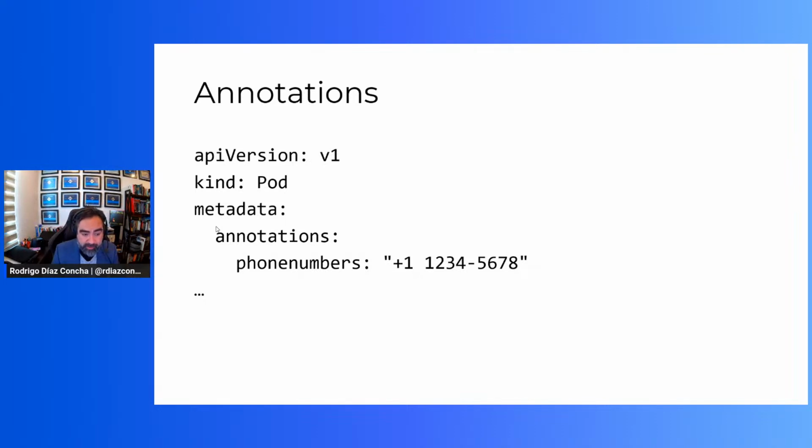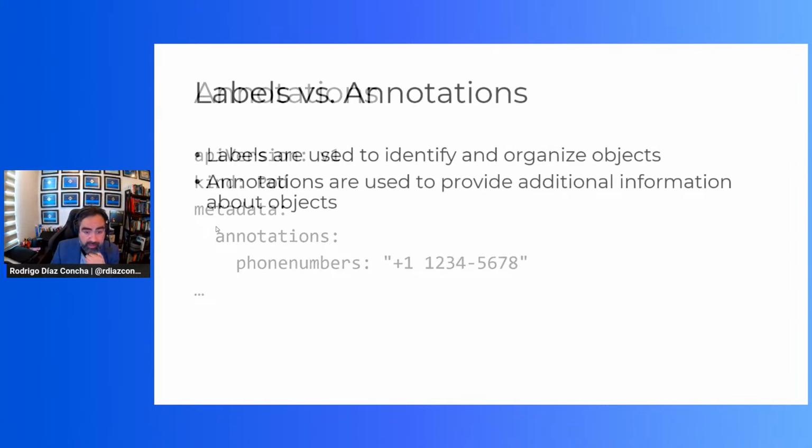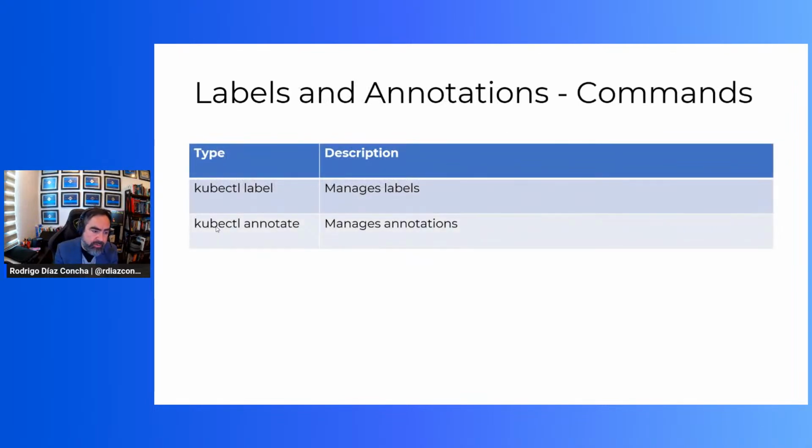For instance, I have here these phone numbers annotations. As you can see, this is the annotations field, right, inside the metadata section in this manifest file. So labels are used to identify and organize objects, while annotations are used to provide additional information about objects. So that's the difference. And we use some other kubectl commands to manage labels and annotations, such as kubectl label and kubectl annotate.